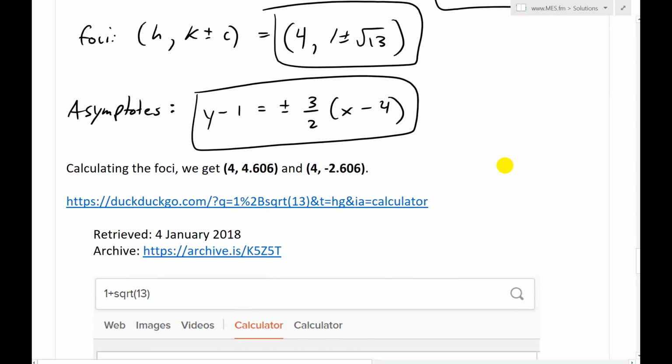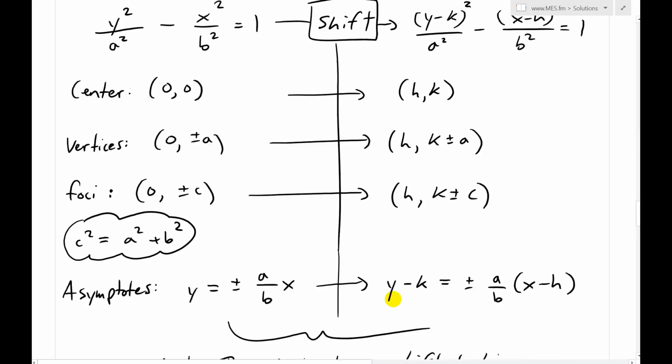Now what we'll do is just graph it all together, and what I've done, I just use a calculator. It's easier.